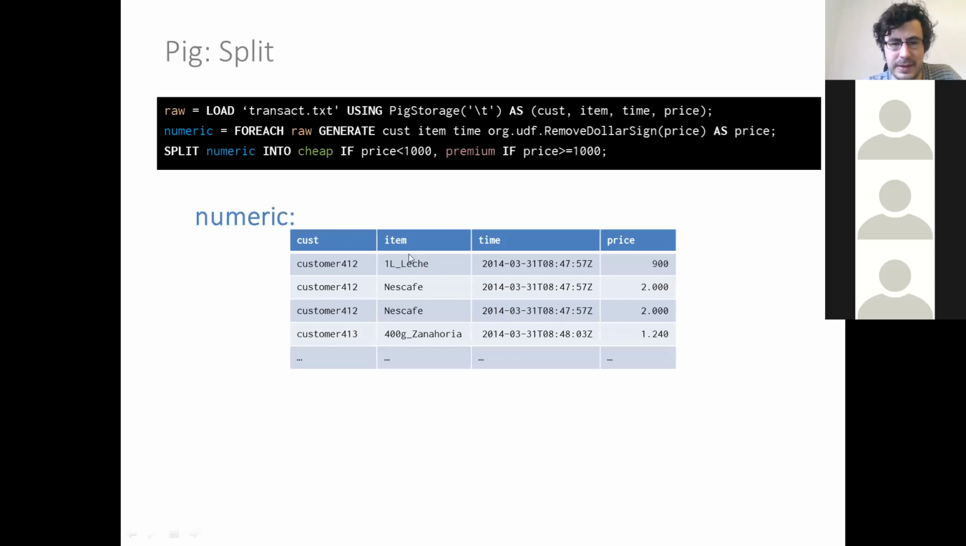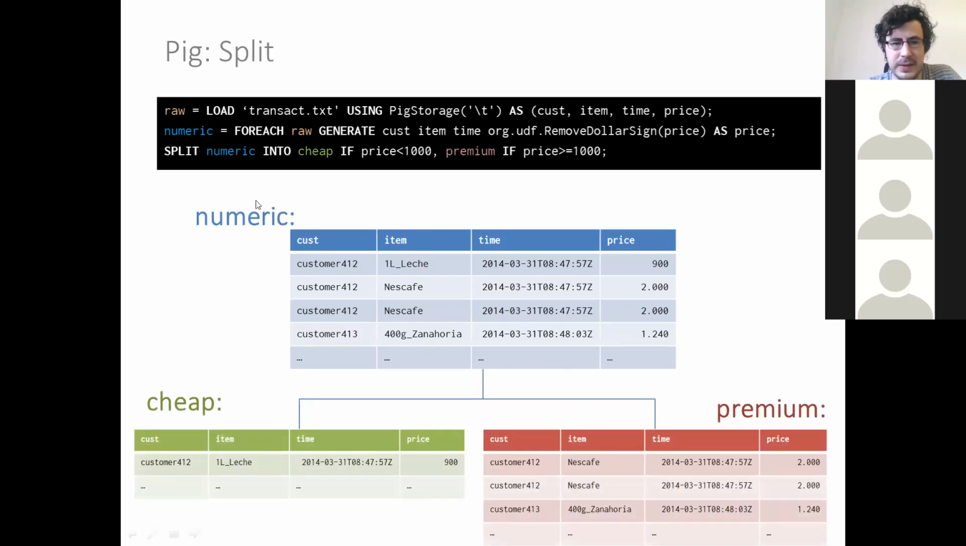So here we have a list of products. We have some prices. We can split then using this call here, okay, which I've not actually stored, we can split this entire numeric relation here into one relation for cheap products and another relation for premium products based on the price. So if the price is less than 1,000, we'll put the row in here, and if it's greater than or equal to 1,000, we'll put it here.